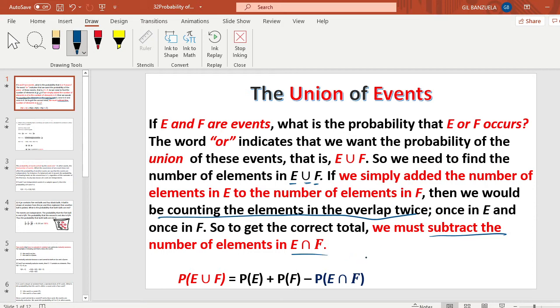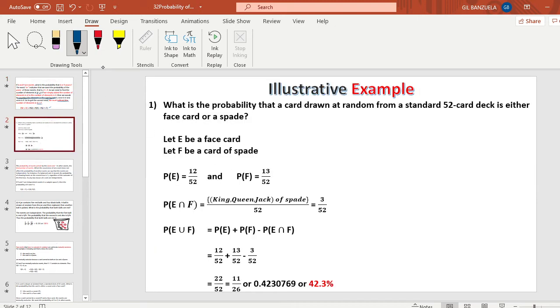So the formula for the union of two events, E and F in this case, is equal to the probability of E plus the probability of F minus the probability of the intersection between set E and set F. So let us have an example.